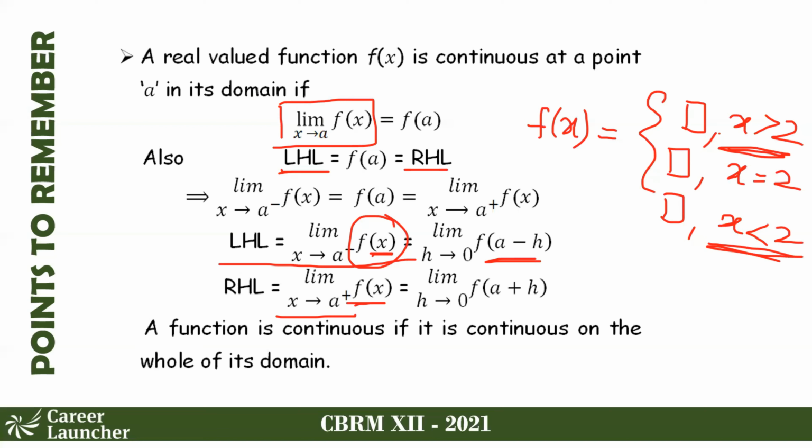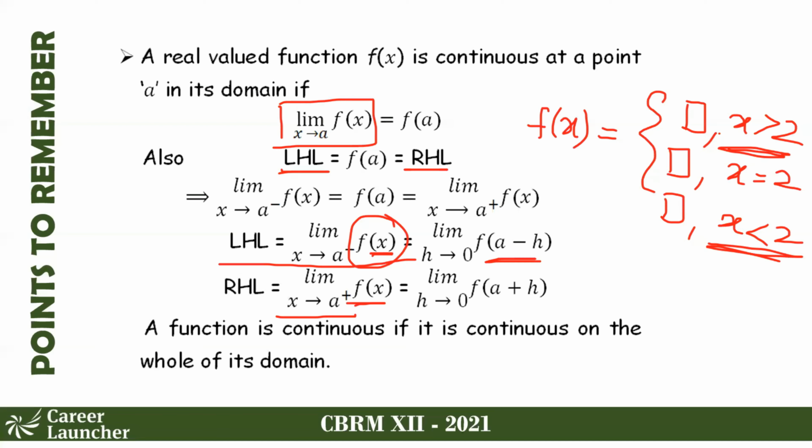So let's see once more. What was the left hand limit? Limit h tending to 0 f of a minus h, and the right hand limit was limit h tending to 0 f of a plus h. I think we have already done the memory part. Remembering is done, that is finished. Now we are done with this.